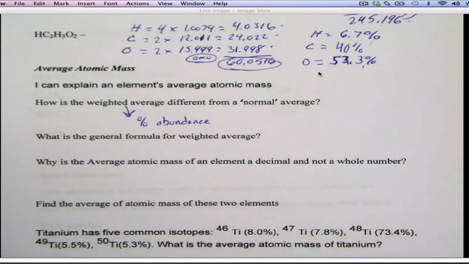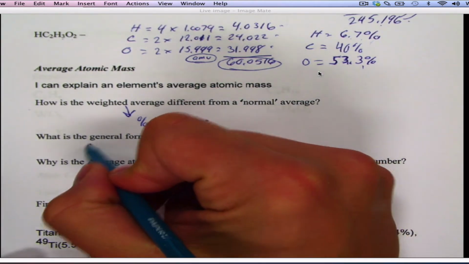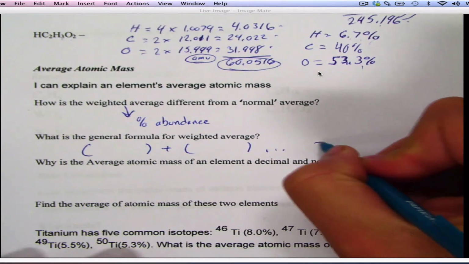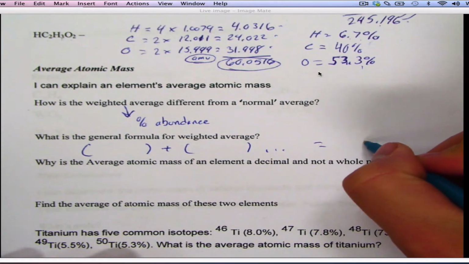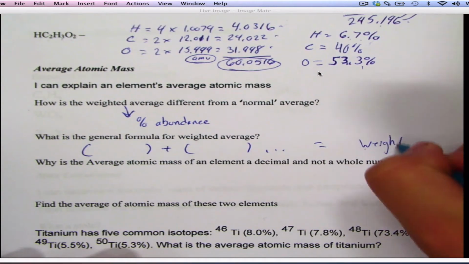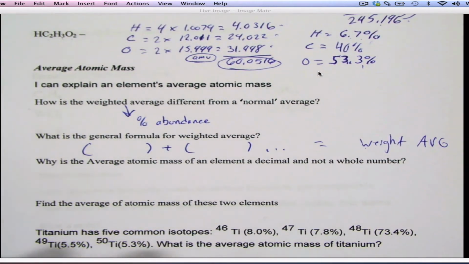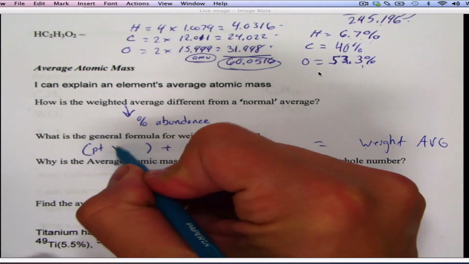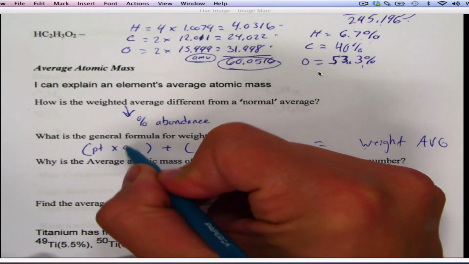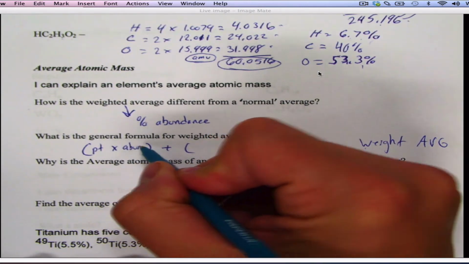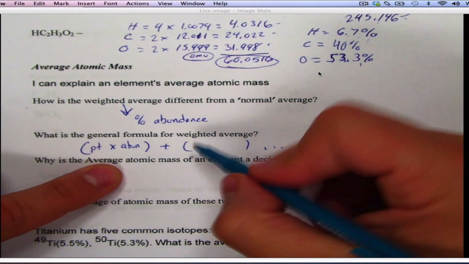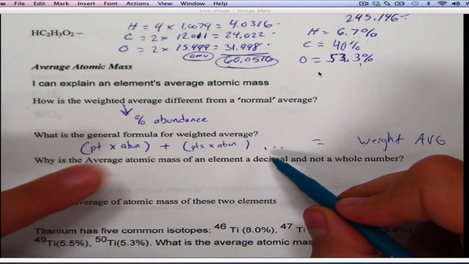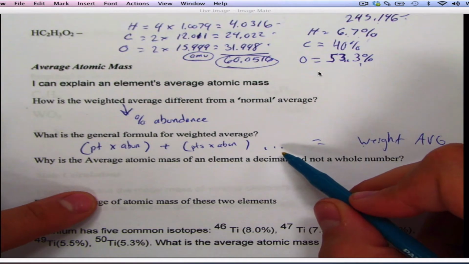So what's the general formula for a weighted average? It's going to be something like this. Then you add, and you can keep doing it a bunch of times, and that's going to be your weighted average. So you have how much it's worth, like your points, times the percent abundance. Points times the abundance, and then whatever other categories they have, points times the abundance. You can have about 7 different ones if you really wanted to, but that's the general formula.